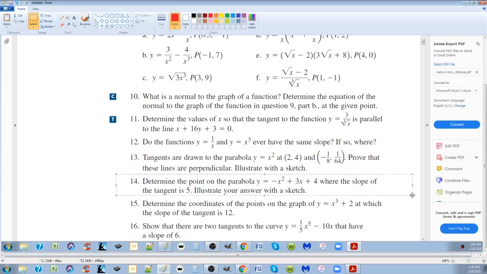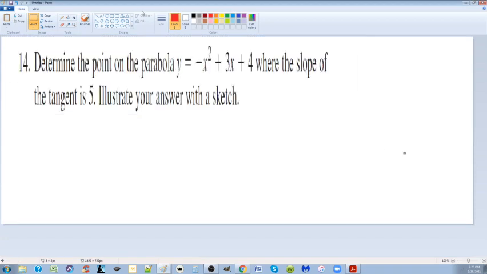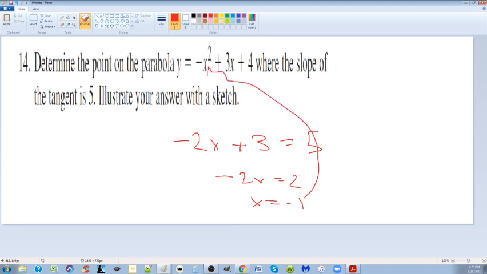Some of these are easy, some of them are not, and some of them just require understanding of lines. Determine the point on this parabola where the slope of the tangent is 5. So you just find the derivative. Sometimes I'm just not going to bother, and that's the derivative. And you have to determine the point where it's equal to 5. So it's minus 2x is equal to 2. So x is equal to minus 1. And then when you put it in there, you get minus 1 plus 3 plus 4 is 0. So it's minus 1 comma 0 is the point where the slope is 5.